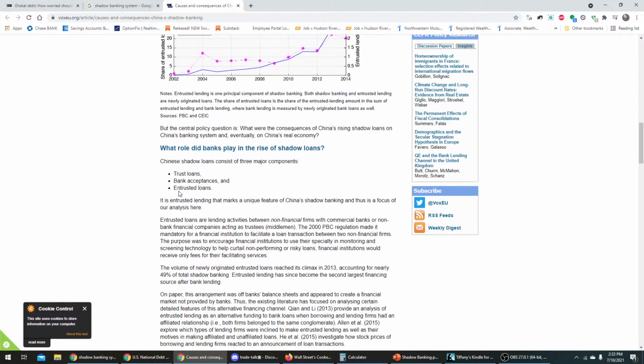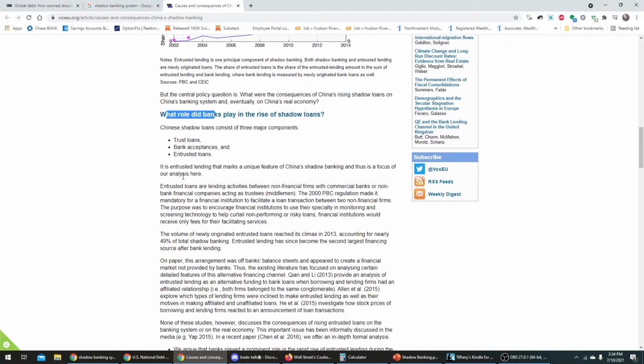So what role did the banks play in the shadow loans? It's really interesting. Chinese shadow loans consist of three major components: trust loans, bank assistance, and trust loans. I just learned about this today.